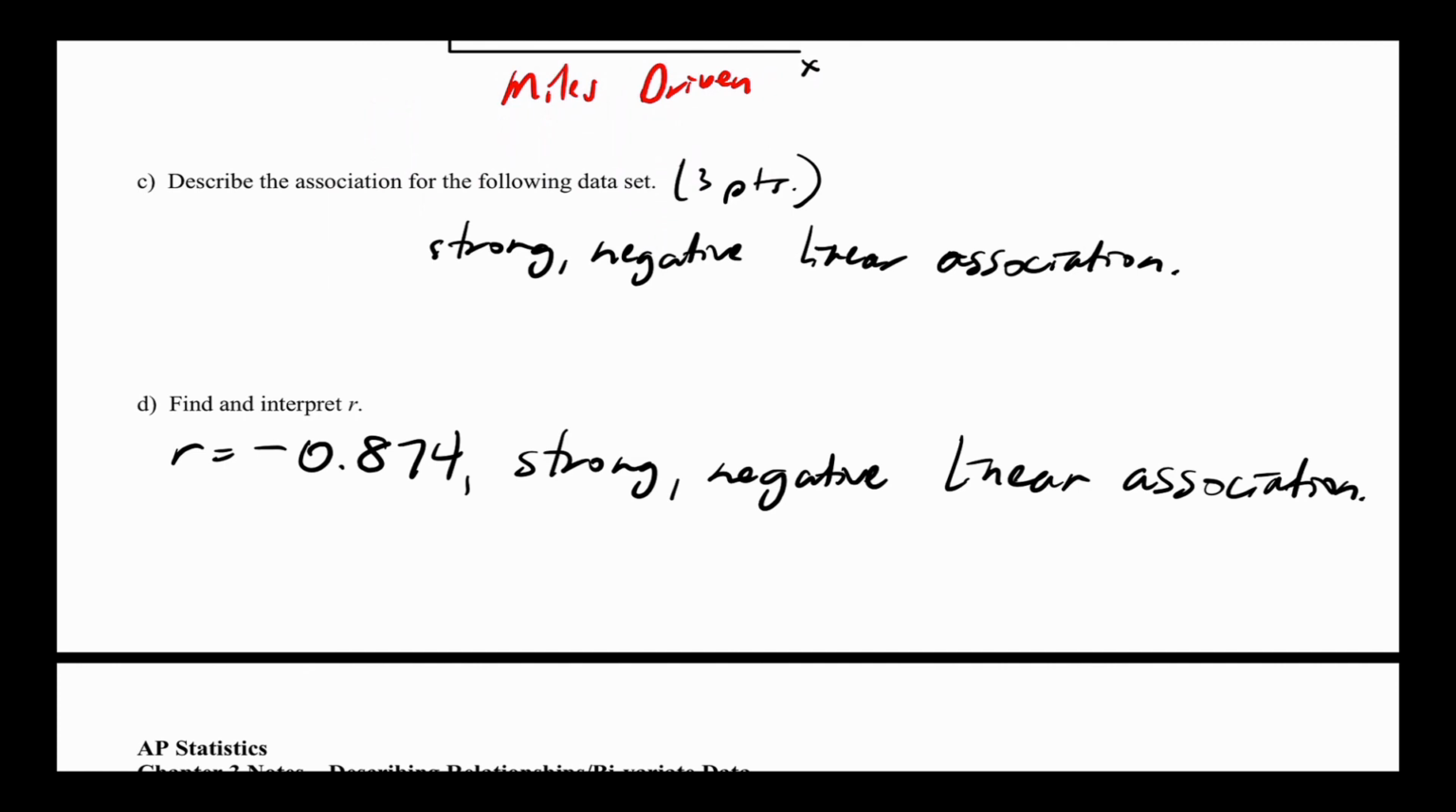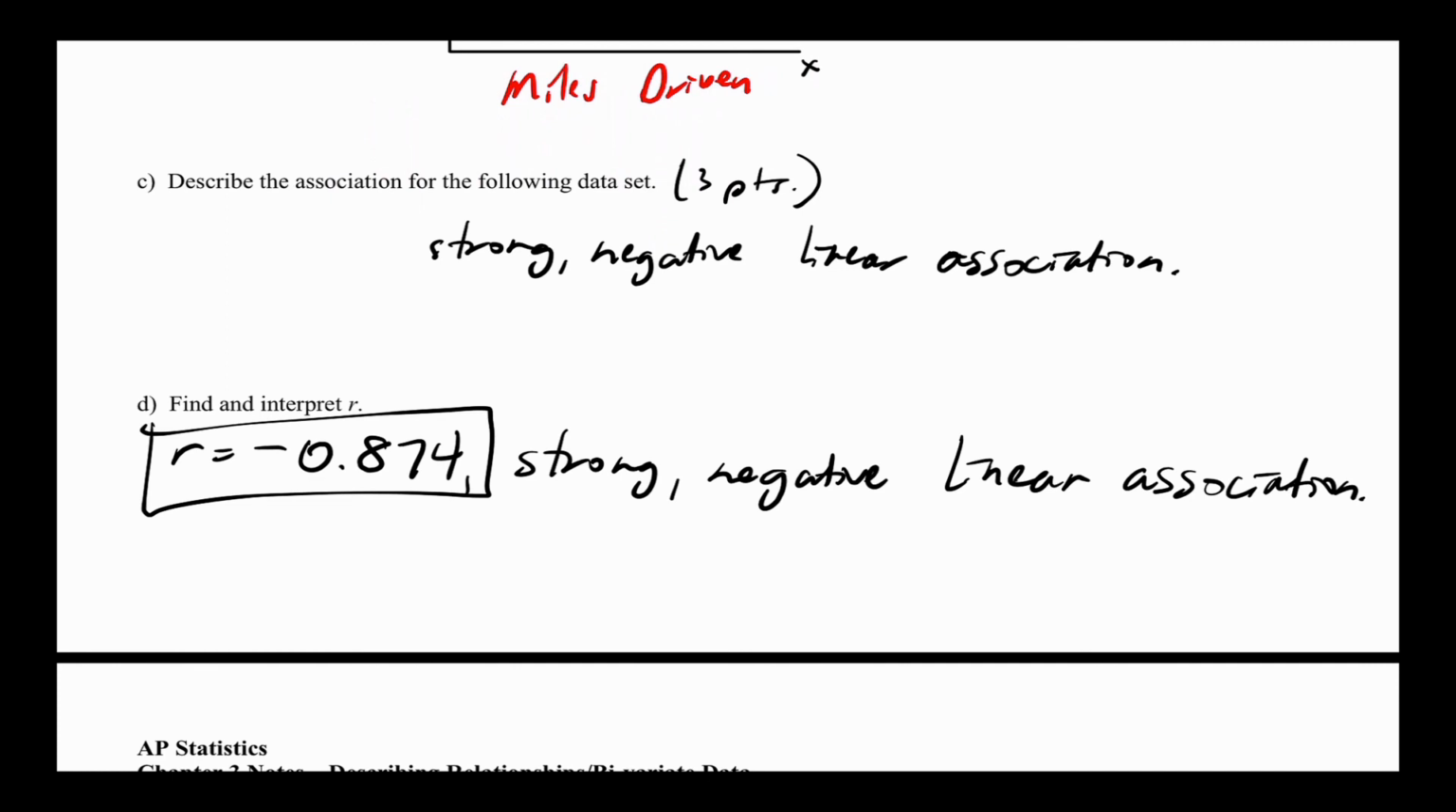Okay, it's kind of a trick question. C and D are kind of the same thing, but I asked them differently. One I used association, one I used correlation, but they're essentially the same thing. The only difference is you had to give this number too. That was the only difference, and you just use your calculator. They said find R, so we had to calculate it. And then interpret, that's my interpretation. Strong, negative, linear association or correlation or relationship, either of those.